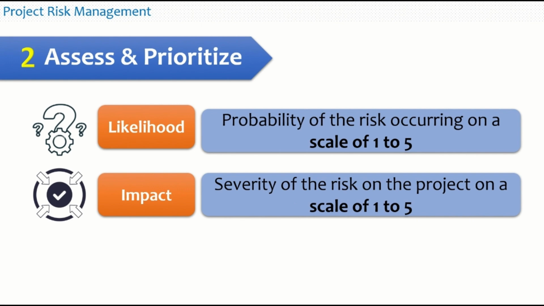Impact means the severity of the risk on the project on a scale of 1 to 5. If the impact is catastrophic, it will have an impact score of 4 or 5, and if the impact is very minimal for a particular kind of project, then the score will fall down to 1 or 2.